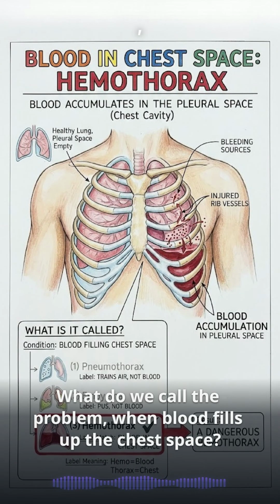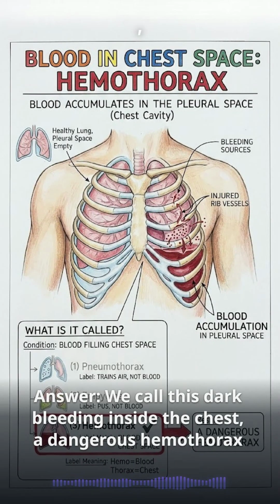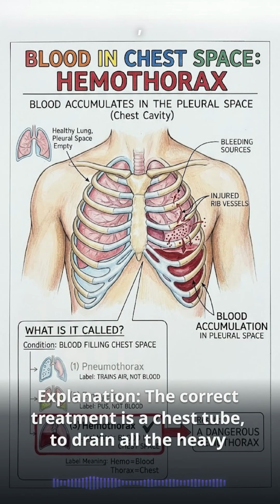62. What do we call the problem when blood fills up the chest space? We call this dark bleeding inside the chest a dangerous hemothorax. The correct treatment is a chest tube to drain all the heavy blood out fast.